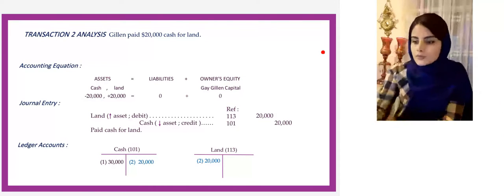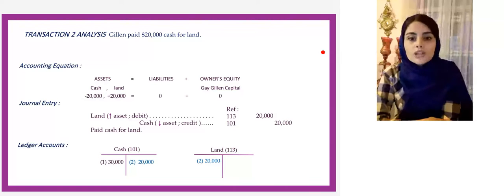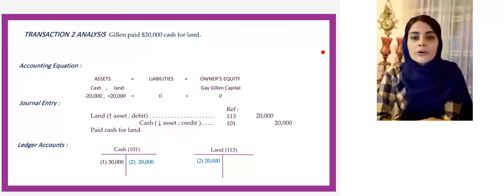As you see, the reference for land is 113. The first 1 means land is an asset. The next 1 shows that land is a long-term asset, and 3 shows that land is the third item of the assets. After that, we should put it into the T accounts. We had the cash account before, so we just put this $20,000 on it. And for land, we should create the account.